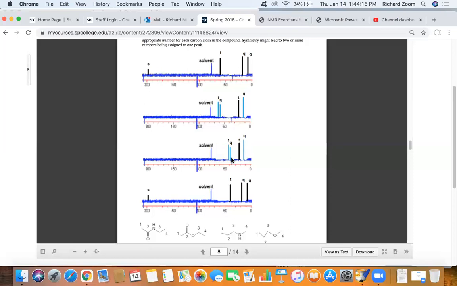Does anybody have any questions? Just to make sure I understand it correctly, since oxygen is more electronegative, comparing the first two, the carbon 3 next to the oxygen would be in the 60s. Yes. And the one next to the nitrogen would be 40. Yeah, that's right, according to the correlation chart. Okay, thank you.